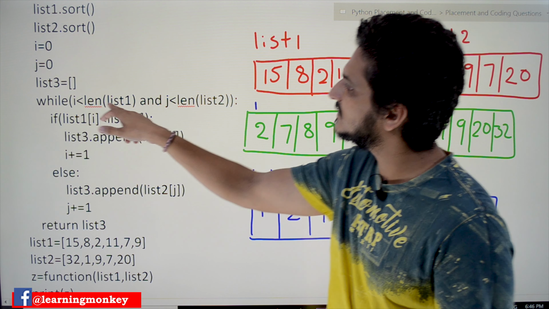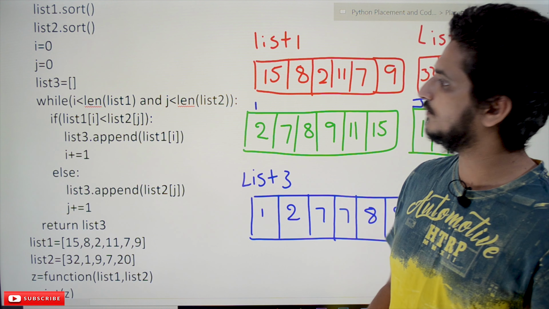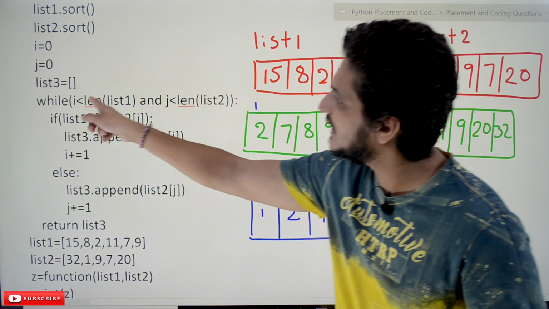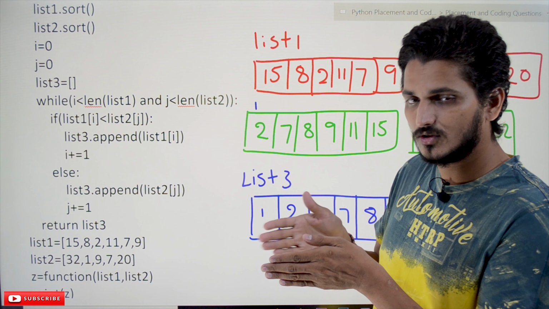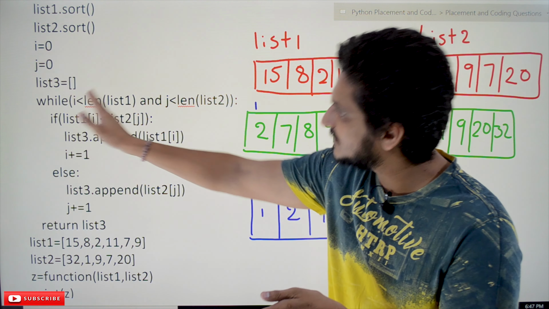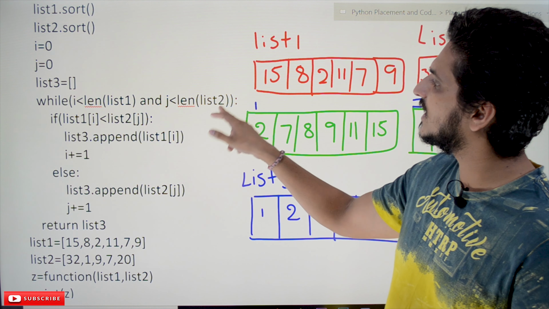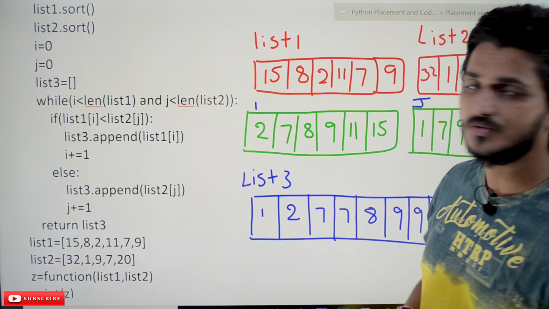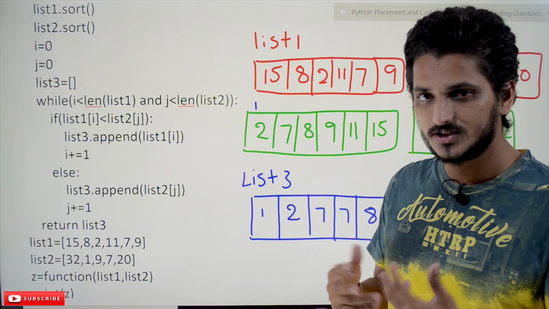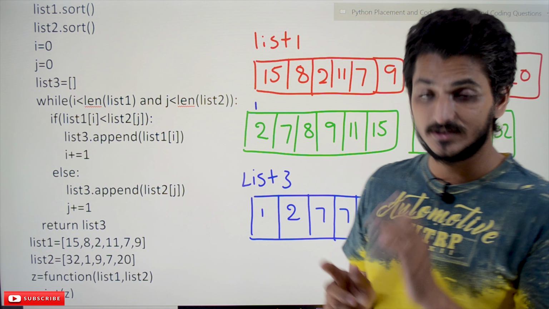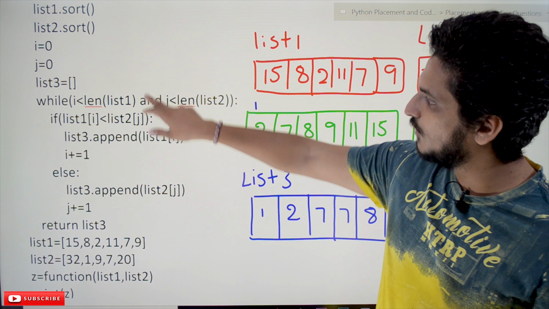While i less than len of list1, it means i executes till len of list1. i starting at 0 goes through while it is less than len of list1, and j less than len of list2. If any condition fails, since it is a logical and, this while loop is going to end. If both the conditions are satisfied, only then will this while loop code be executed.